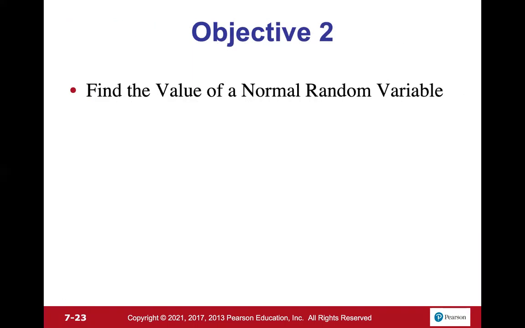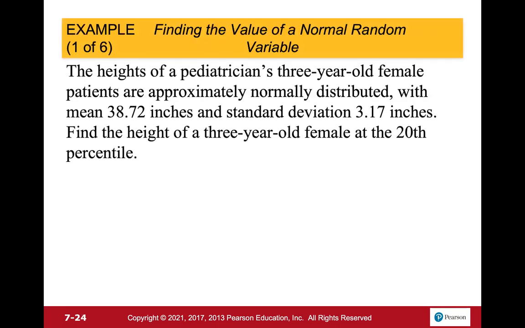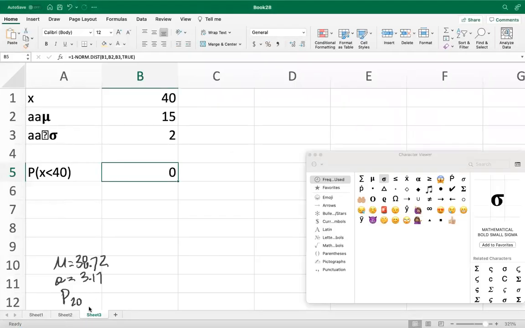And objective 2, so find the value of a normal random variable. So looking at this, the heights of a pediatrician's 3-year-old female patients are approximately normally distributed with mean equal to 38.72 and standard deviation equal to 3.17. Find the height of a 3-year-old female at the 20th percentile. So 20th percentile, the way that's denoted is P sub 20.